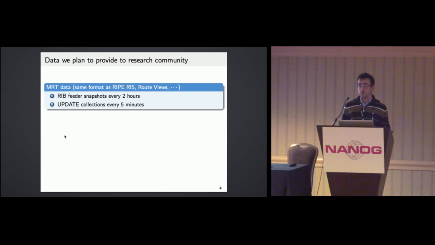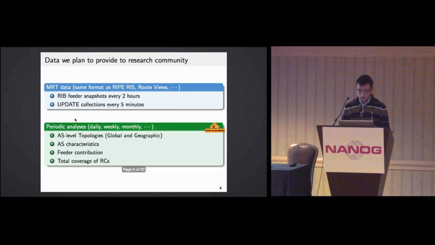The main aim of Isolario is to contribute to the completeness of the publicly available BGP dataset. So as every other route collector project, we are currently providing collected BGP data in MRT format on our website. In the future, we are also planning to provide some ready-to-use information extracted directly from this data.